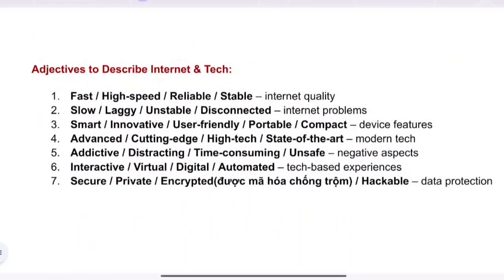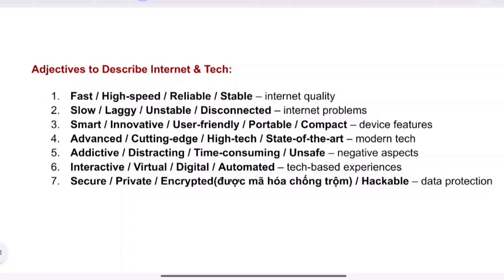Let's look at some adjectives to describe the internet and technology. 1. Fast, high speed, reliable, stable when you want to talk about good internet quality. 2. When you want to talk about the internet problems, you can say it is slow, it is laggy, it is unstable, and it is disconnected. 4. When you talk about device features, you can say is smart, is innovative, is user-friendly, is portable, or is compact.